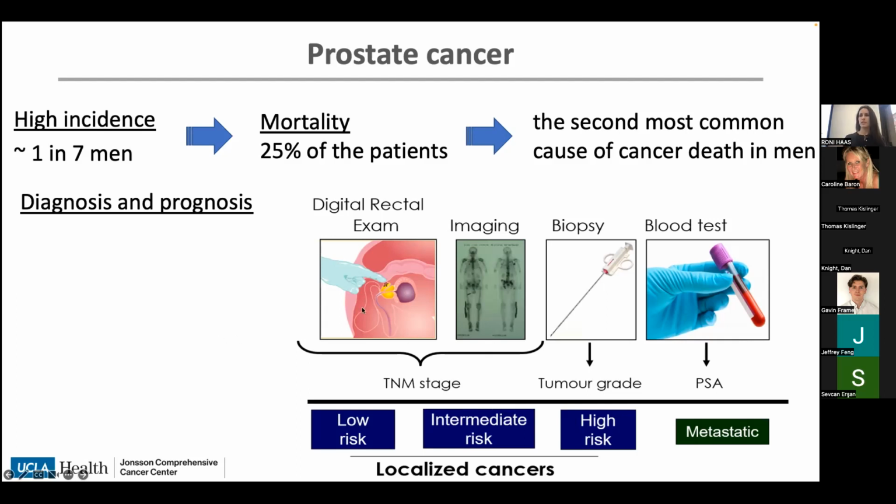One of them is DRE, a physical examination for prostate cancer. Of course, there is biopsy, and there are imaging tools that help to guide biopsy and also help to detect more advanced forms of the disease. Using these tools together, we can diagnose prostate cancer and define the prognosis. So for localized patients, we can stratify the patients into risk groups: low, intermediate, and high.